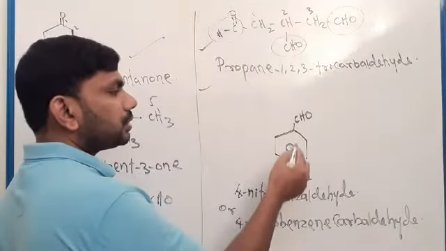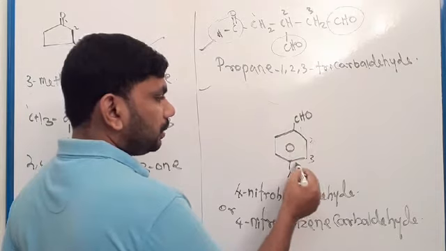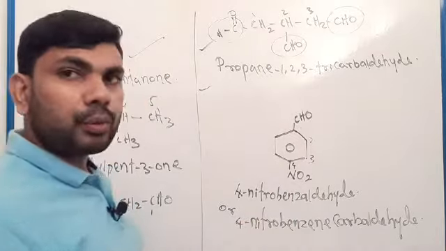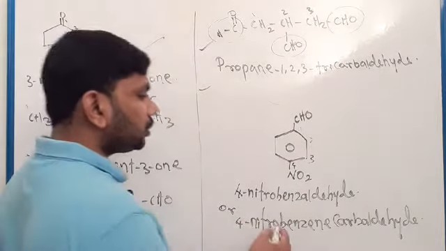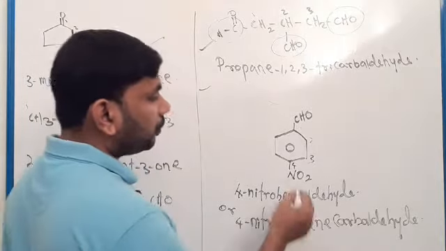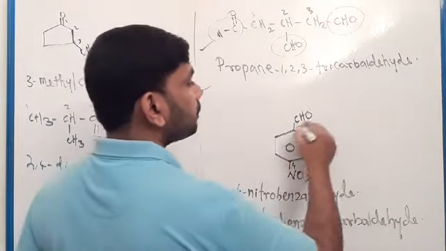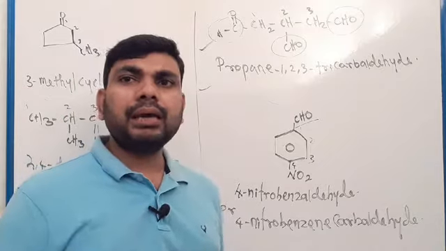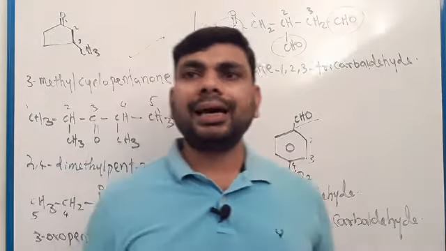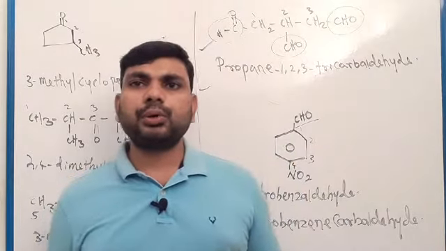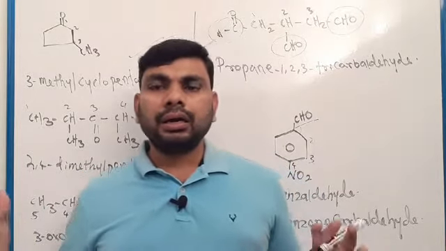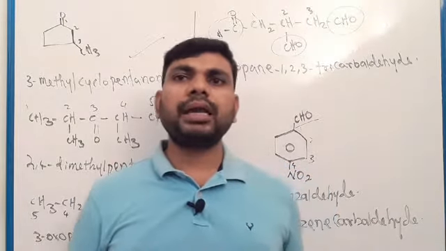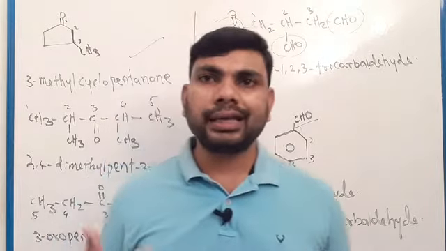Okay, here next one, this is benzene. Here fourth position there is NO2, 4-nitrobenzaldehyde, or we can say 4-nitrobenzene carbaldehyde. This we will say carbaldehyde. So you can name aldehyde and ketone this way. Okay, you can check the textbook and practice more questions related to this. Practice more how to name common name and IUPAC name for aldehyde and ketone.